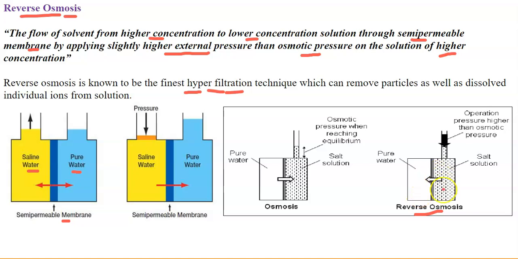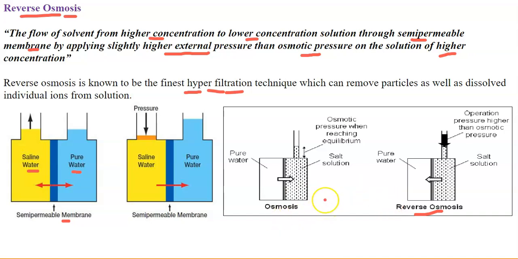So in order to reverse the natural phenomenon, here we are applying operation pressure, which is higher than osmotic pressure on the solution of higher concentration, so that the solvent molecules will go towards the solution of lower concentration through semi-permeable membrane. So this is the process of reverse osmosis, which is used for softening of water.